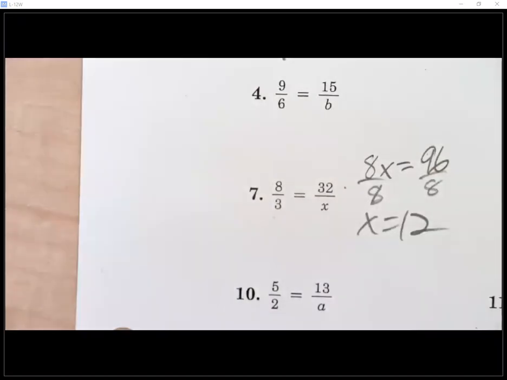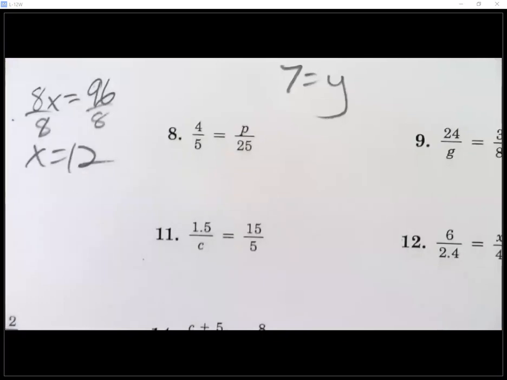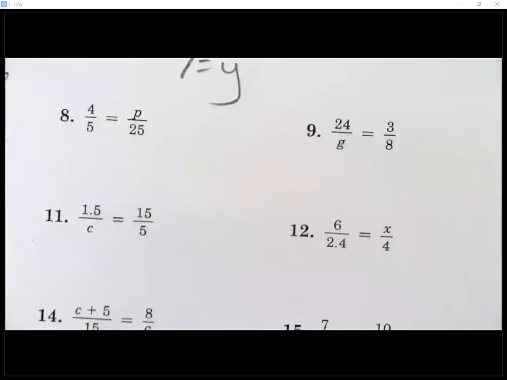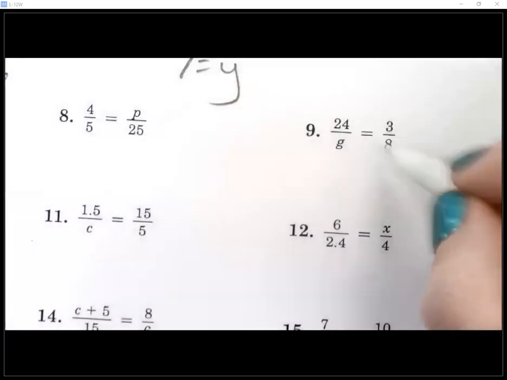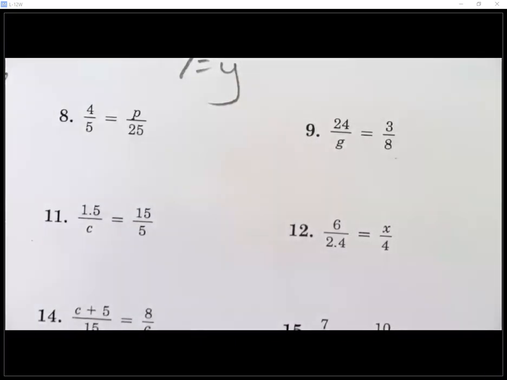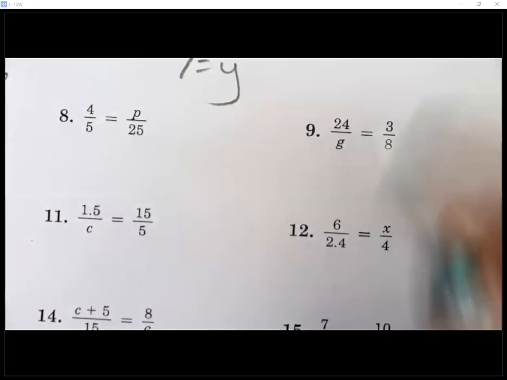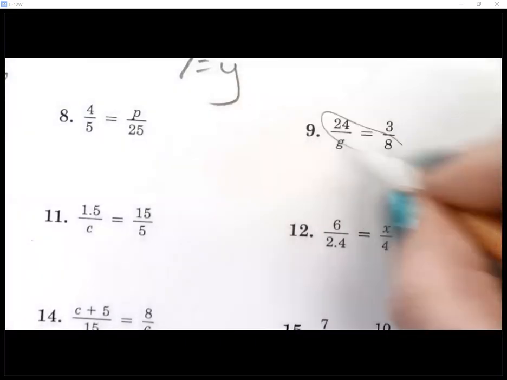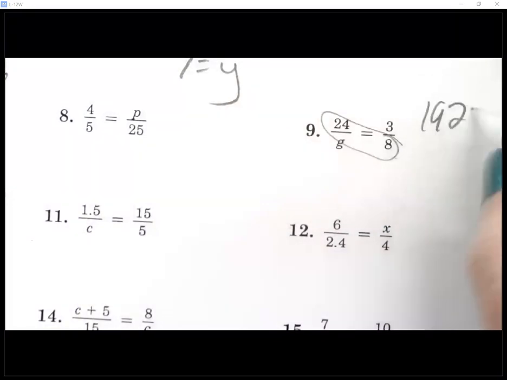Okay, and then the last of the easier ones, number 9. What is your answer? Oh, I just called on you, Sophie. I got them all mixed up. Someone tell me, what'd you get for 9? 64. 64? Sounds good to me. So when we multiply these two, that's 192 equals 3g divided by 3. Yep, 64 is correct.